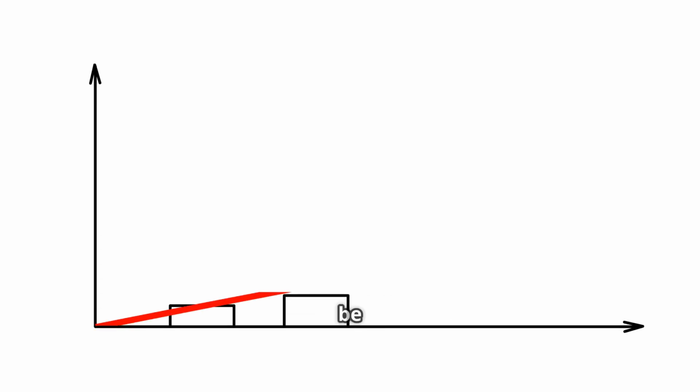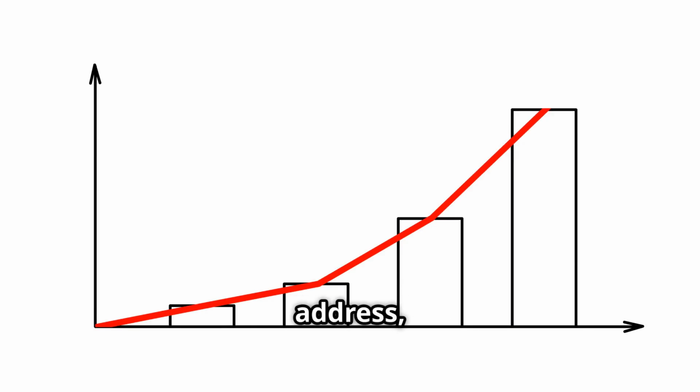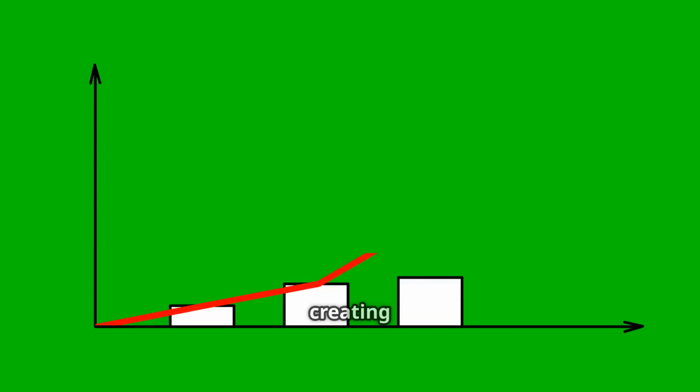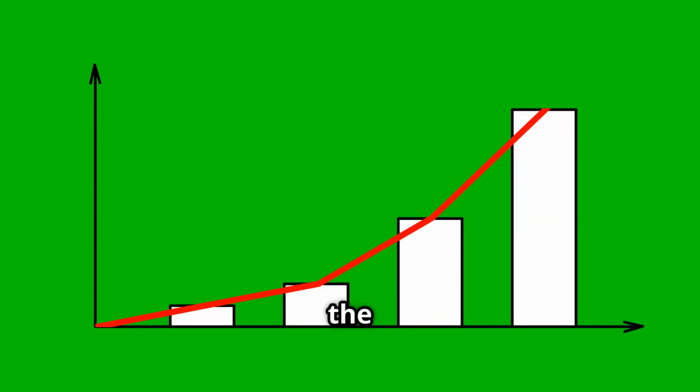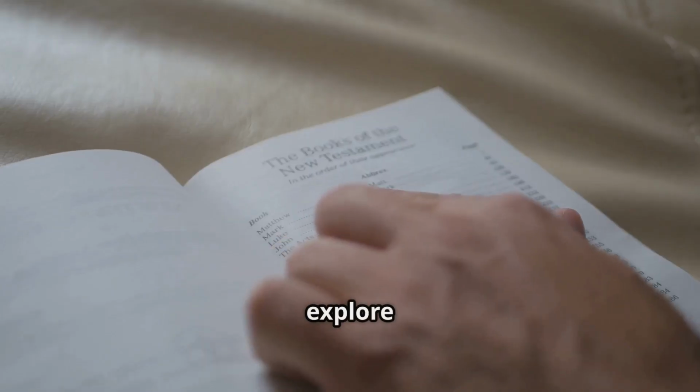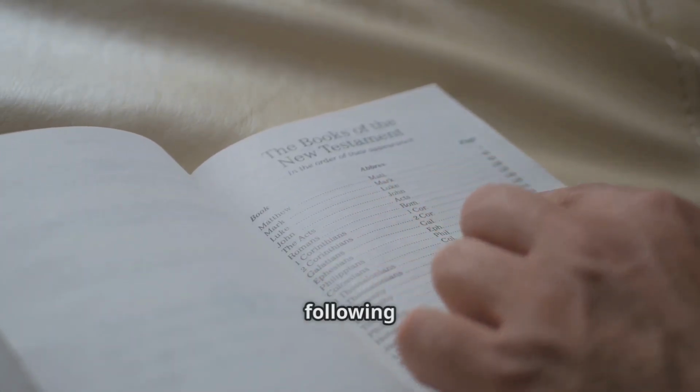Mutable data types can be modified directly at their memory address, while immutable ones require creating a new value and updating the variable's reference. We'll explore mutability in more detail in the following section.